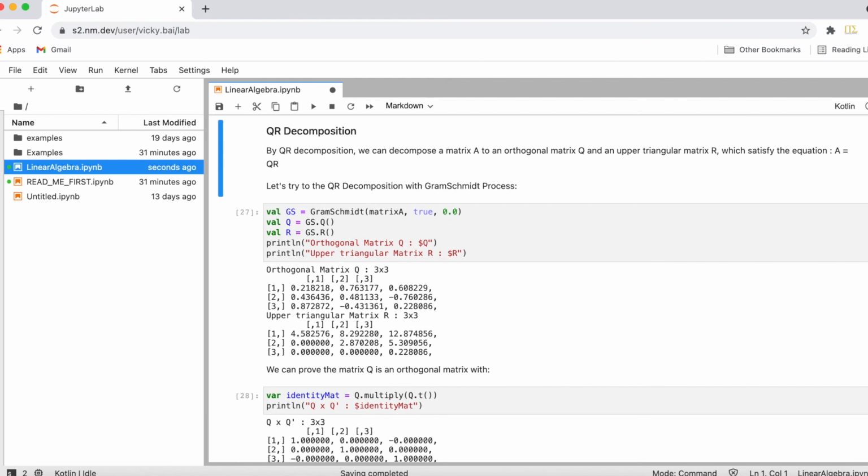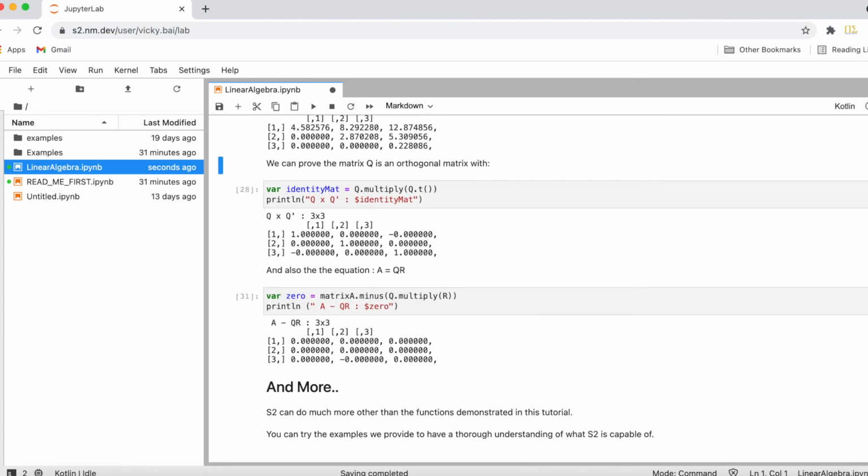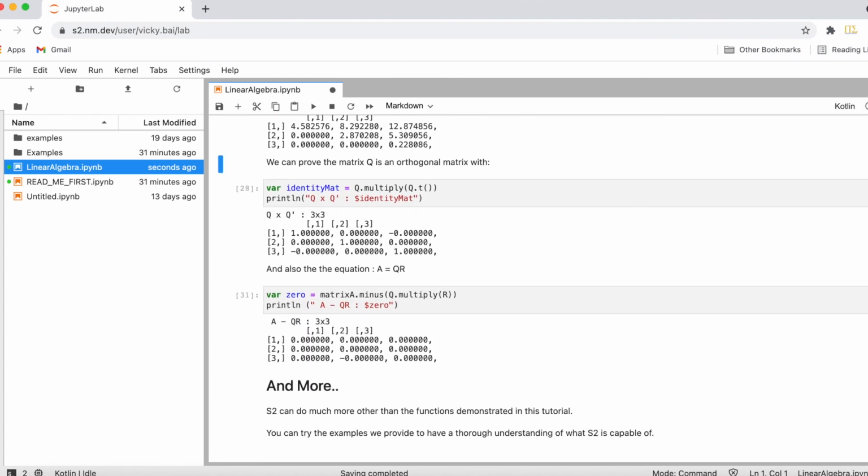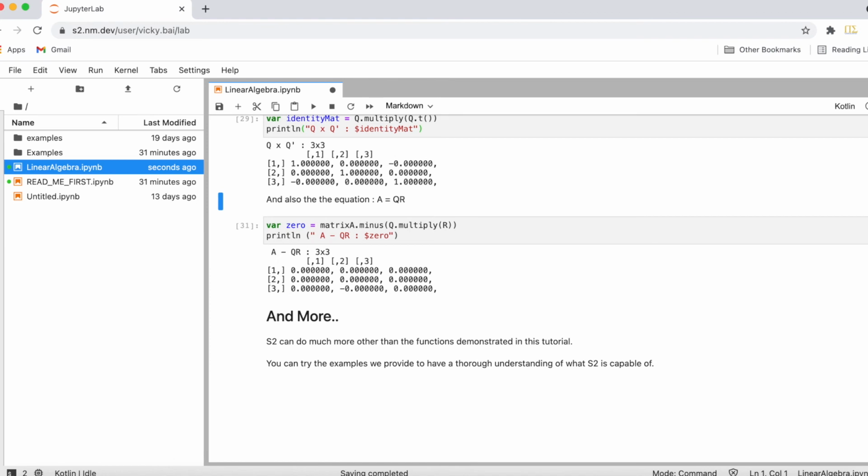QR decomposition. By QR decomposition, we can decompose a matrix A into an orthogonal matrix Q and an upper triangular matrix R, which satisfy the equation A equals QR. Let's try the QR decomposition with the Gram-Schmidt process. We can prove the matrix Q is an orthogonal matrix, and also the equation A equals QR.